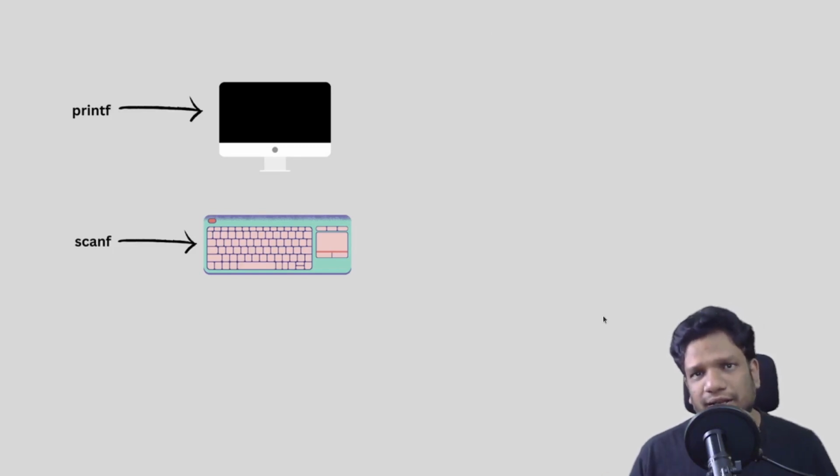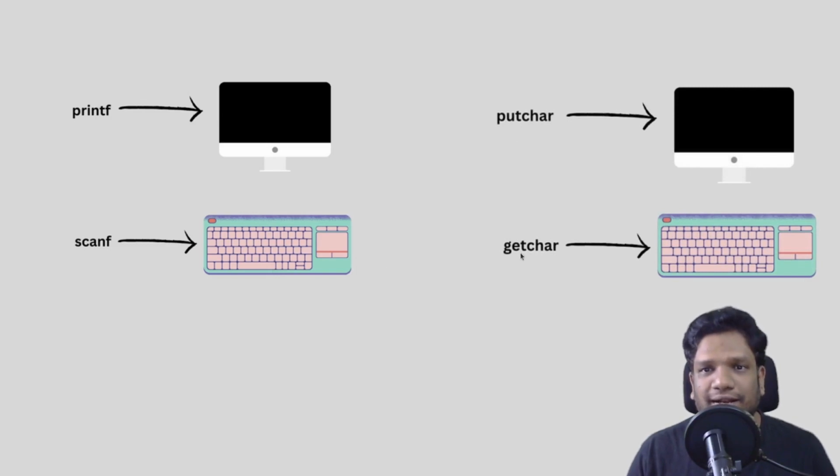If you are watching this video, you might have already solved certain problems in C language, so we are very much familiar with printf and scanf. Printf normally points to the monitor or screen, standard output, and scanf always points to the keyboard. Similarly, we have putchar and getchar. Putchar always points to the screen, standard output, and getchar always points to the keyboard.